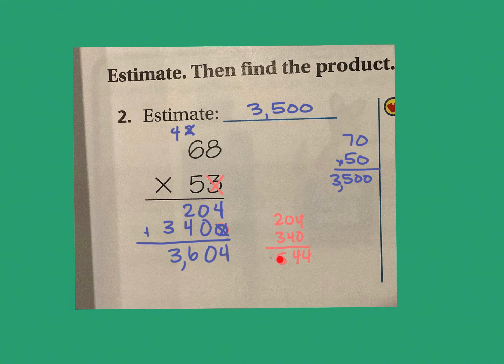And at that point, my brain should have gone, wait, what? That's nowhere close to 3,500. My answer was supposed to be somewhere around 3,500, and that is nowhere close to it. So that's why it's good to estimate to help you catch any errors. Don't forget this guy.